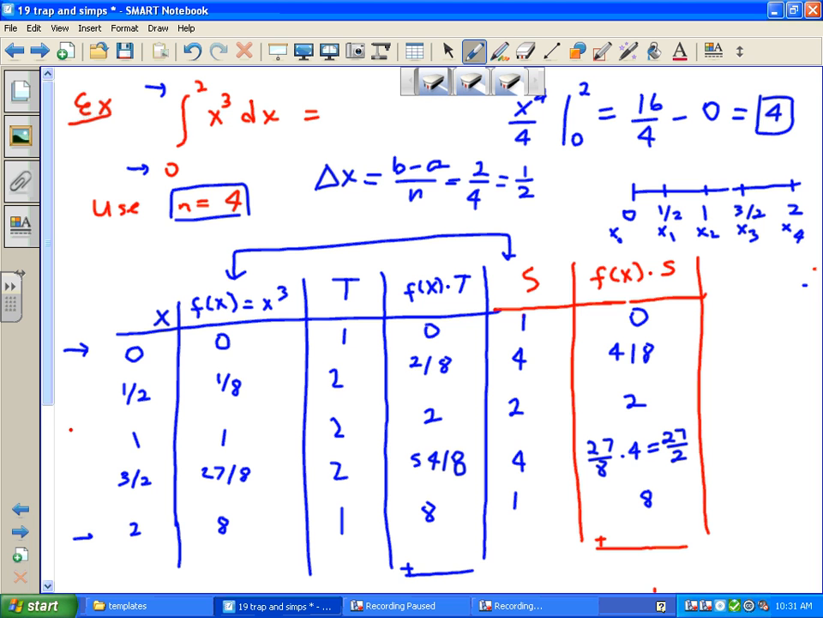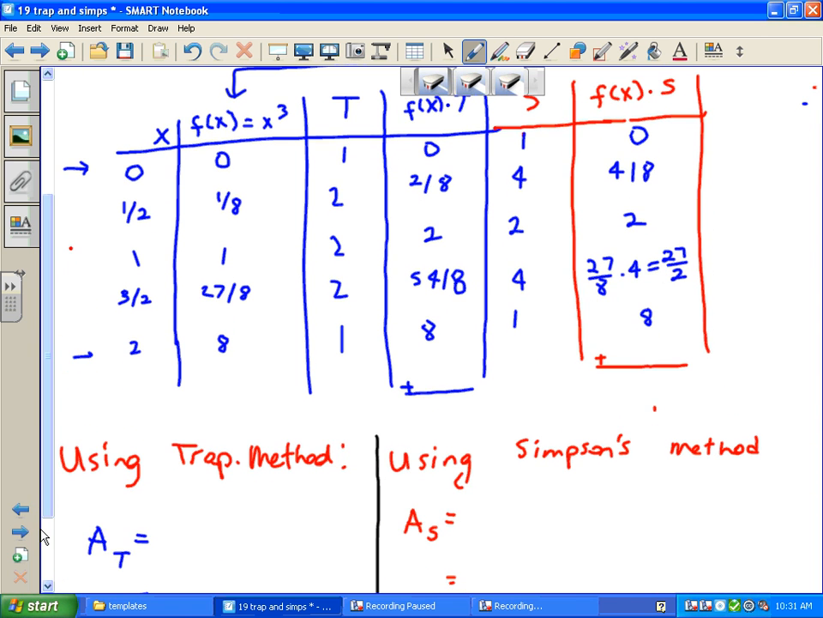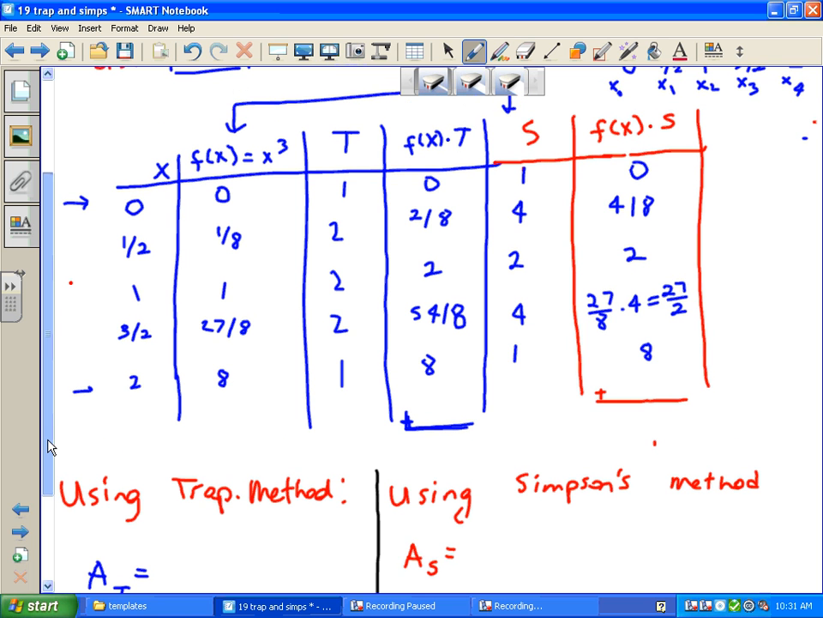Okay. What I'm going to ask you to do is sum these two columns. Sum this column here, the f of x times t column, and sum this column here, the f of x times s column. And let's see what we're getting for those. Why are we summing them, by the way? If you look at the formulas, the formula had a sum between these expressions, right? 2 times f of x sub 2, 2 times f of x sub 3, etc. So we need to sum them up to get what is inside the brackets.